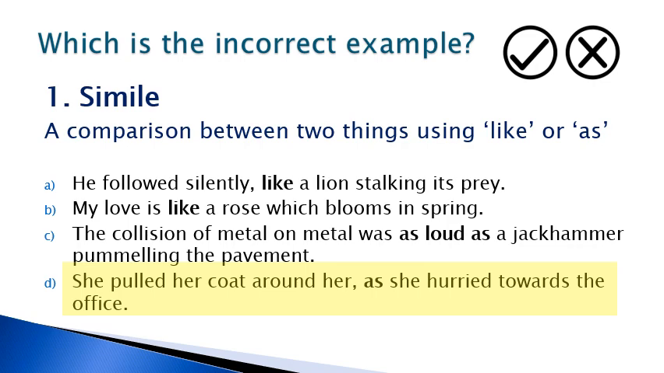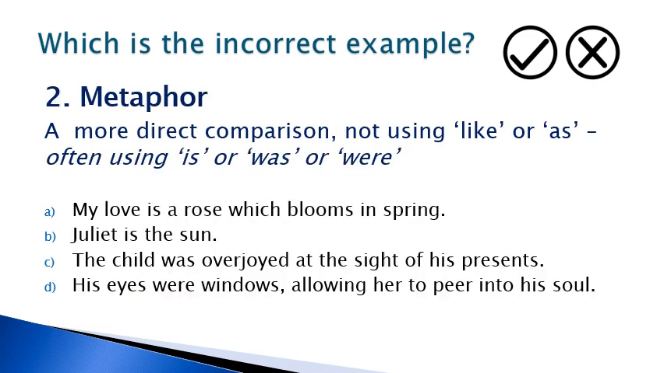But in A, he's being compared to a lion. In B, the love is being compared to a rose. And in C, the sound is being compared to the sound of a jackhammer, those big drills pummeling a pavement. So those three are all similes, but D is not. Give yourself a mark if you got that one correct.